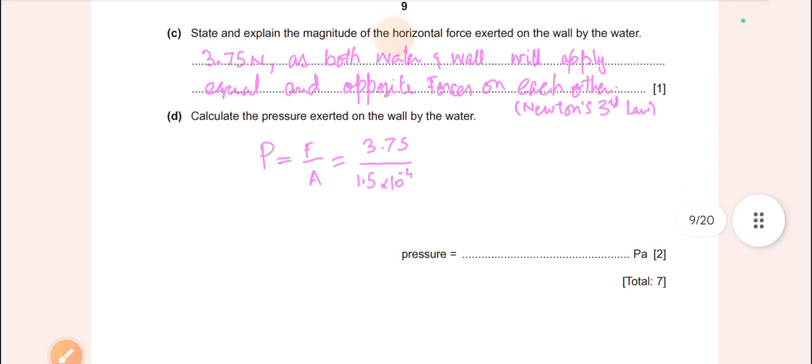Now the next part is quite easy. Calculate the pressure exerted on the wall. The pressure is force over area. So the force we calculated is 3.75, the area is given. Divide, and you get the answer. They are in the same base, standard units, no need to change anything. You get the pressure in Pascal.